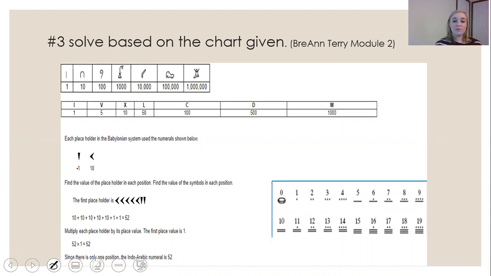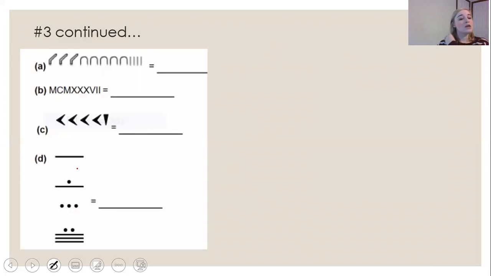So now, for number 3, it says solve based on the chart given. And this is just the chart. The next slide is going to be what we're actually going to solve. So I'm going to be referring back to this, so don't worry. So these are Indo-Arabic numbers. These represent numbers. And so all we're doing here is, each of these characters here, a number is represented by them. So what we're going to do is we're going to refer back to our chart, and we're going to add those numbers up. And then we're going to get an answer. So it's not too hard. The only thing we have to do is just make sure we refer back to our chart.